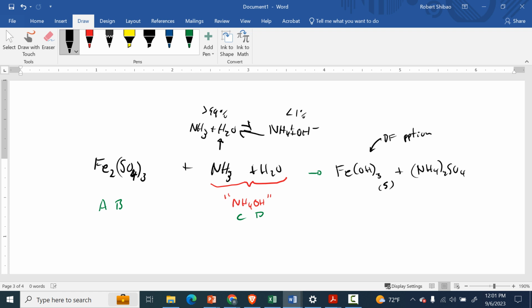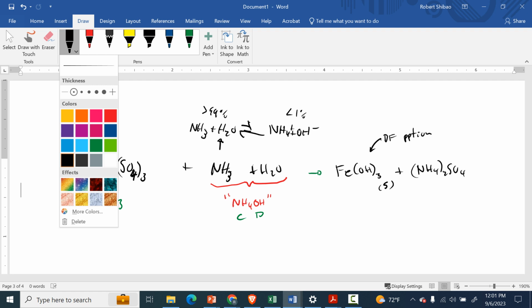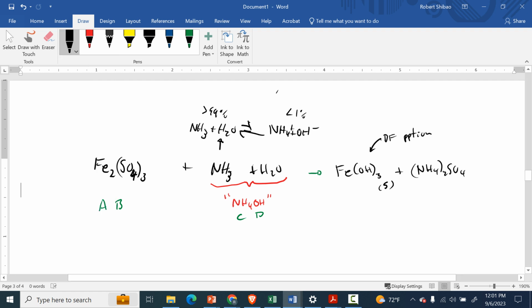Okay, if we have driving force there, then I'm going to balance this. If I balance this, then I need how many irons? I have 2 irons here. I only have 1 iron here. So I'm going to multiply this by 2. Now I have 2 irons. And then I have 3 sulfates here. I only have 1 sulfate here. So I'm going to multiply this by 3. Multiplying this by 3 gives me 3 times 2, 6 ammoniums. And so I'll need 6 ammonium hydroxides here. And I have 6 hydroxides, so that works out. So if I need 6 ammonium hydroxides, that means I need 6 ammonias and 6 waters in order to make 6 ammonium hydroxides. And so this would be the CE, the complete equation.